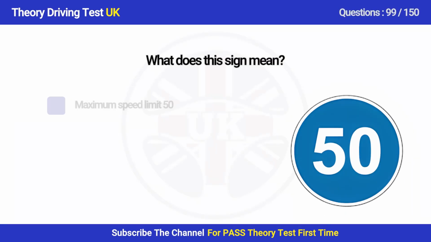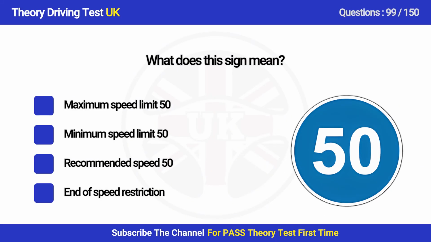Question 99. What does this sign mean? A. Maximum speed limit 50. B. Minimum speed limit 50. C. Recommended speed 50. D. End of speed restriction.